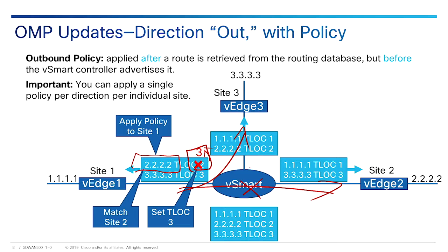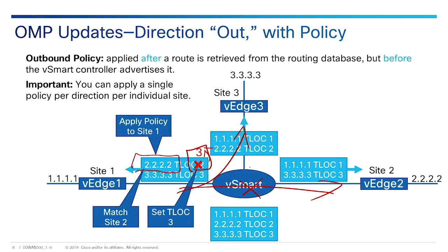In the example shown, a centralized policy is applied to vSmart as follows. The policy is applied only to site 1, so announcements to other sites remain unchanged, right? The policy statement matches all announcements of site 2 and changes the TLOC to 3. In effect, packets from site 1 to site 2 are actually sent to site 3 instead of to site 2. As an example, you can use this mechanism to do service insertion of a firewall or some other service.